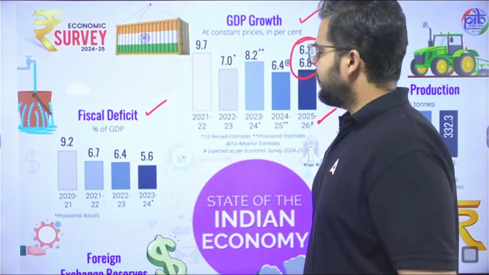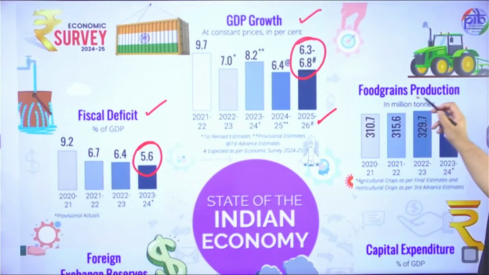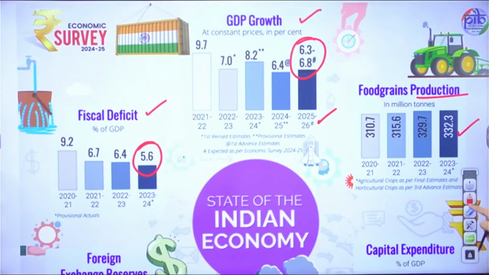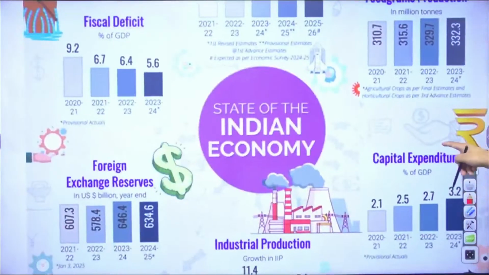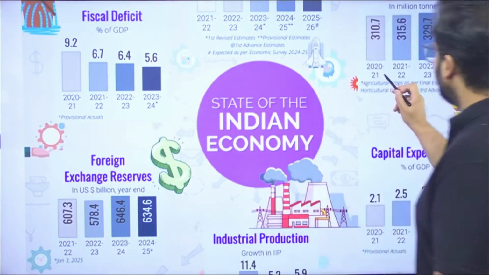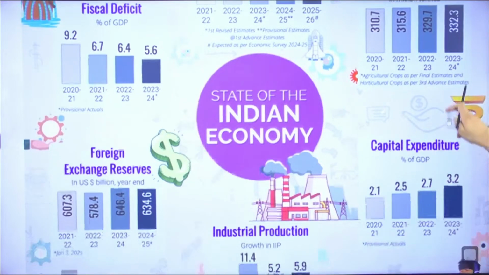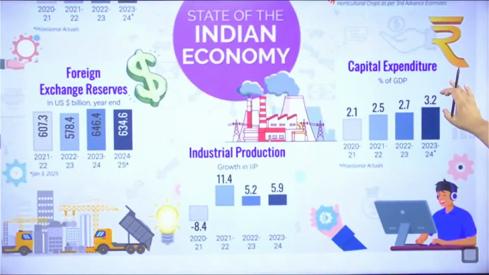Fiscal deficit, it is right now at 5.6%. Food grain production, 332.3 million tons. When we talk about the food grain production in our country, it is rising, I would say. From 2020 till 2024, we have seen the rising trend. Fine, increasing trend is there in food grain production.